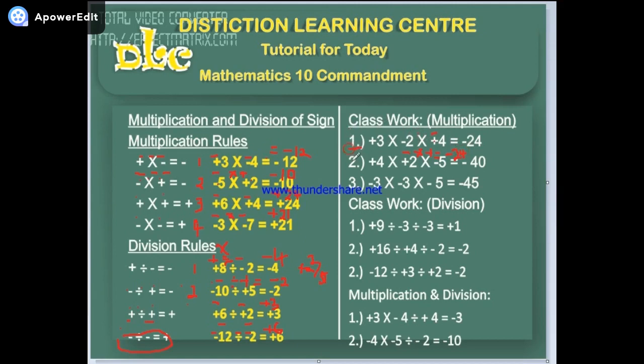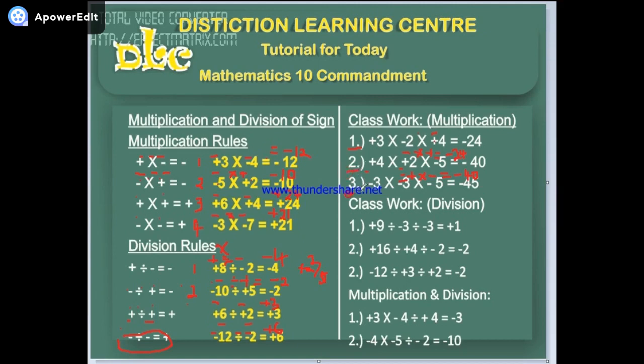Now let's move to question 2, which is plus times plus. Plus times plus will give us plus. You now use that plus to multiply this minus here. That is plus times minus, which will give us minus. The next thing we do is 4 times 2, which is 8. 8 times 5 is 40. That is minus 40.